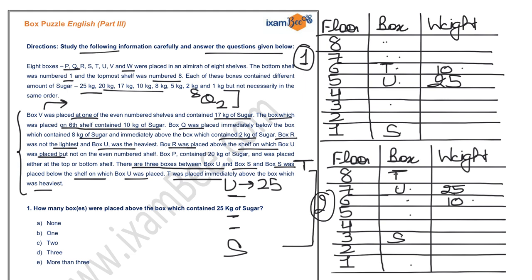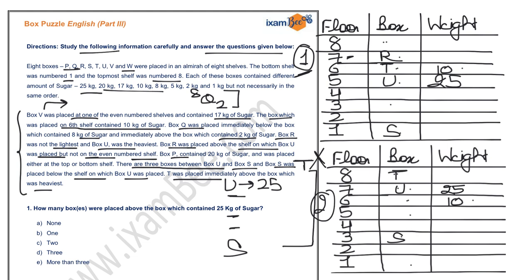So if you look at the second number case, you have to eliminate this case because this condition does not fit in your case number 2. And if you read further, your box R was placed above the shelf on which box U was placed but not on the odd number shelf, right? That means box R must be at an odd number shelf and above U. And the only vacant slot as per this condition in case number 1 is 7th position. So I am writing R over here.